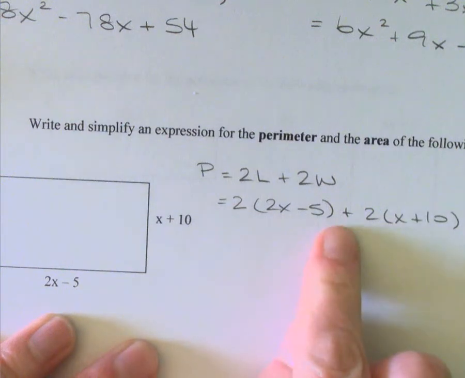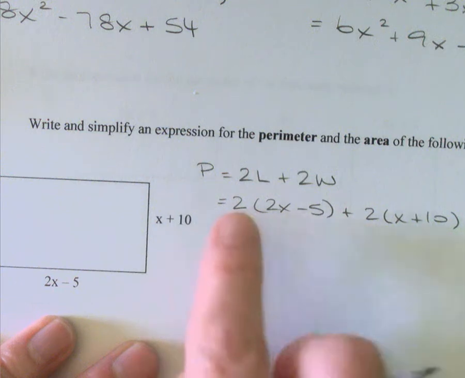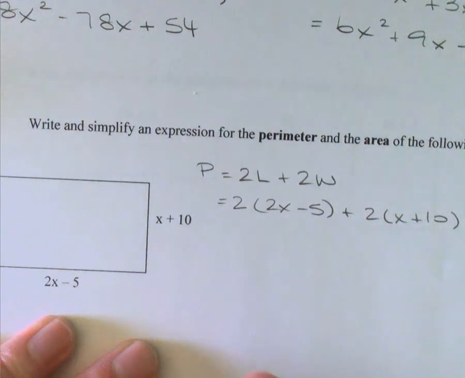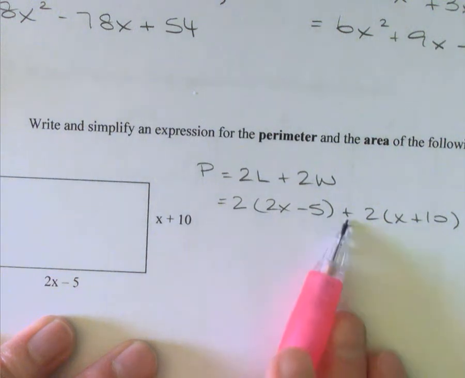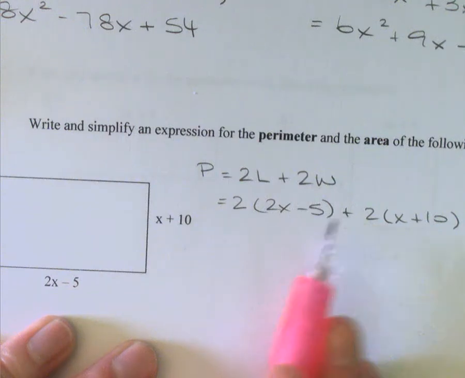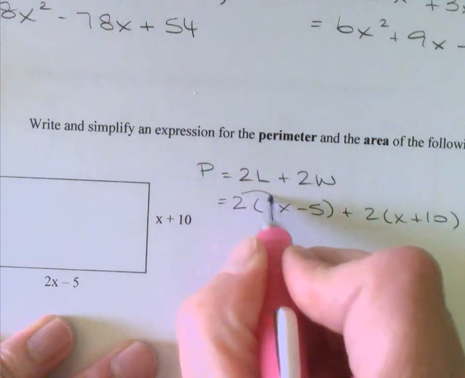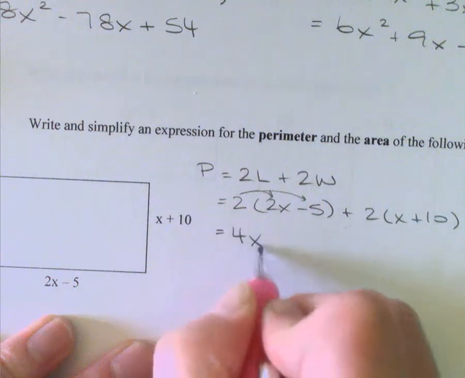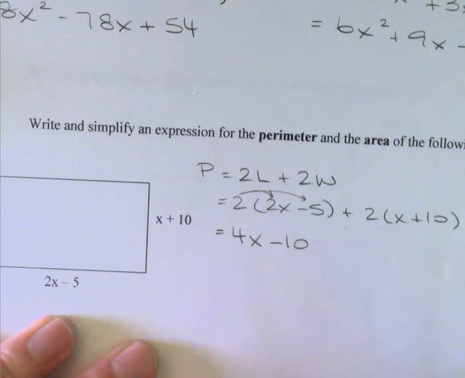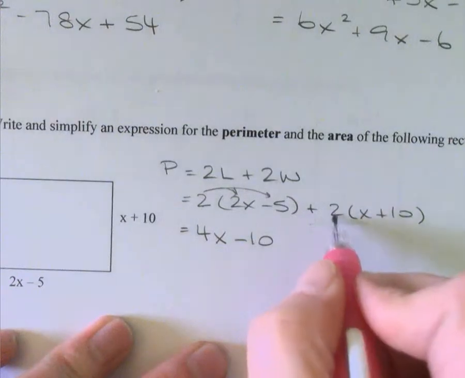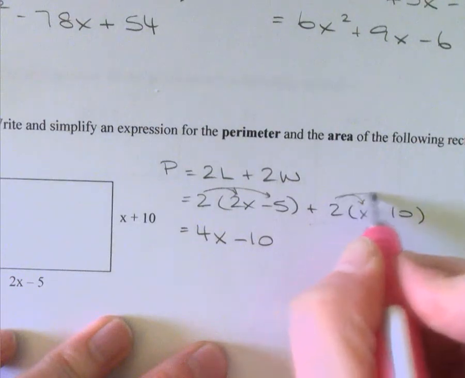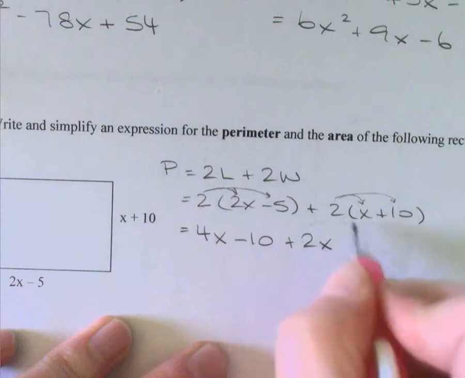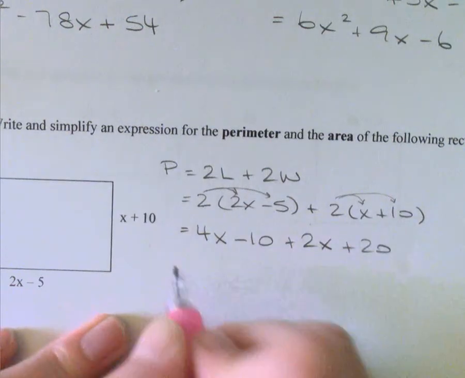So in this case, there is a plus between the two terms. So I'm only going to multiply the 2 with this bracket and this 2 with this bracket. We do not multiply the brackets together because there's a plus between them. There could also be a minus, but not in this case. So I'm going to do 2 times 2x and 2 times minus 5. So 2 times 2x is 4x, and 2 times minus 5 is minus 10. And now I'm going to start again with plus 2 times x and 2 times 10. So 2 times x is 2x, and 2 times 10 is plus 20.